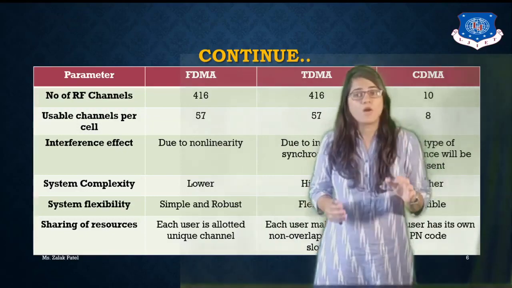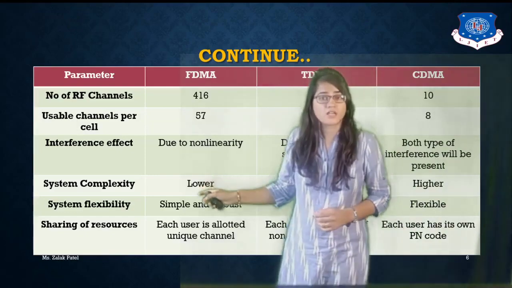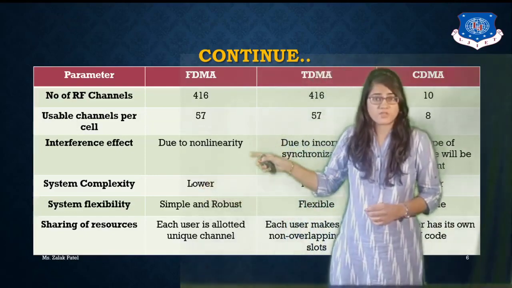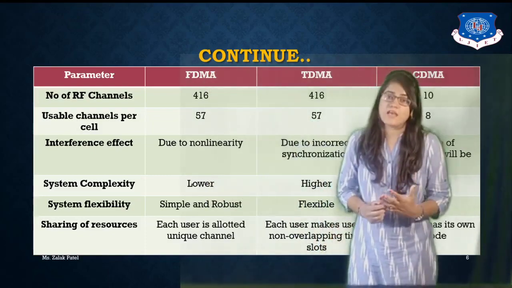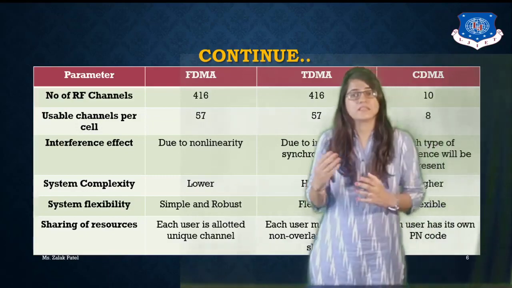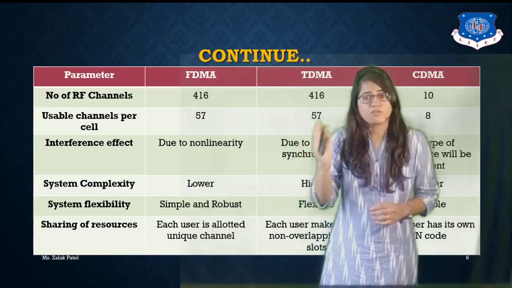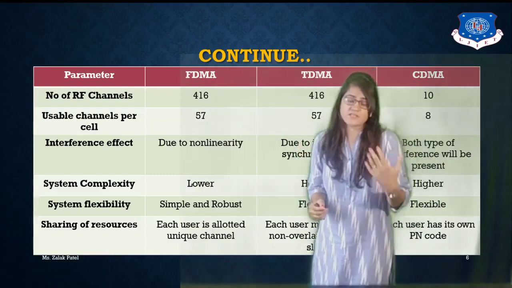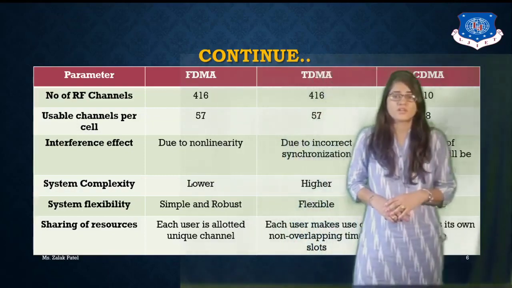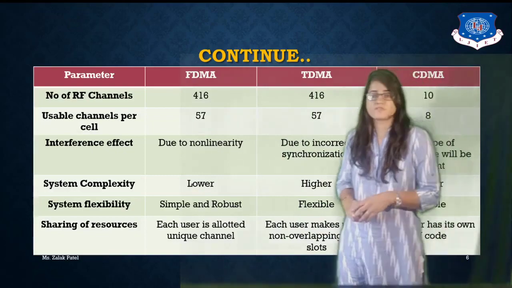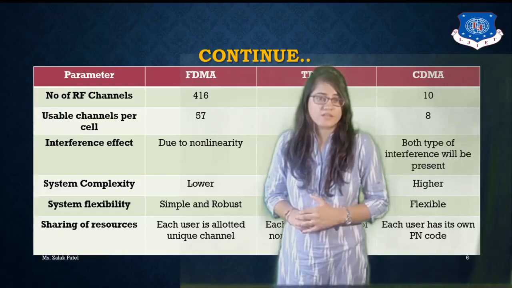If we want to talk about system complexity, then in case of FDMA, an individual user uses an individual channel, so the complexity is somewhat less. In case of TDMA, it is flexible, meaning as per the user requirement, a user can use a particular time slot, so it is a somewhat flexible system. And in case of CDMA also, it is a flexible system because it is a combination of time slots also.